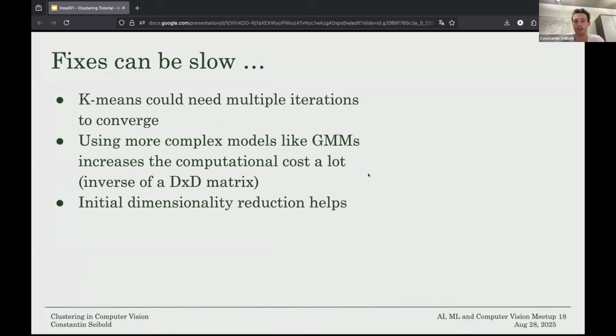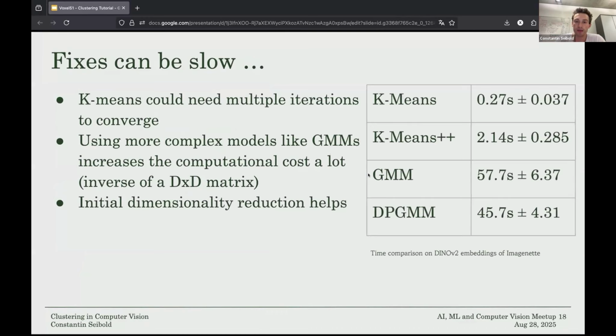However, these fixes can be slow. For example, k-means obviously needs multiple iterations to converge, but this is rather fast. But these more complex settings like Gaussian mixture models or the Dirichlet process might lead to significant increases in time. While dimensionality reduction like PCA or t-SNE can improve the clustering process, they themselves also deliver certain types of issues. For example, t-SNE, if your data set is large, can take a really long amount of time. Or PCA loses information that you might need.